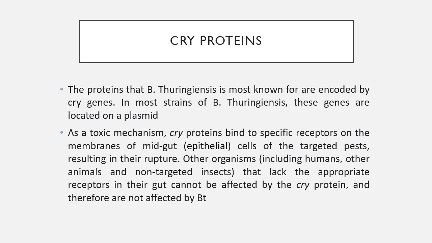What are Cry proteins? The proteins that Bacillus thuringiensis is most known for are encoded by the cry genes. So Cry proteins are encoded by the cry genes and these are located in a plasmid. As a toxic mechanism, these Cry proteins bind to the specific receptors on the membrane of the midgut, especially to the epithelial cells of the targeted pest. For example, the targeted pest of the cotton is bollworm, which results in the rupture of the midgut epithelial cells. Other organisms like humans and non-targeted insects and animals lack these appropriate receptors in the gut. So they are not affected by the Cry protein and therefore they are not affected by the Bt.